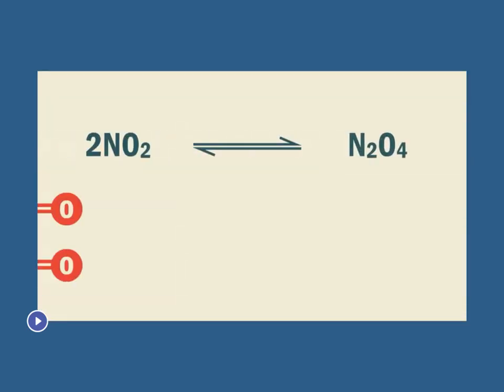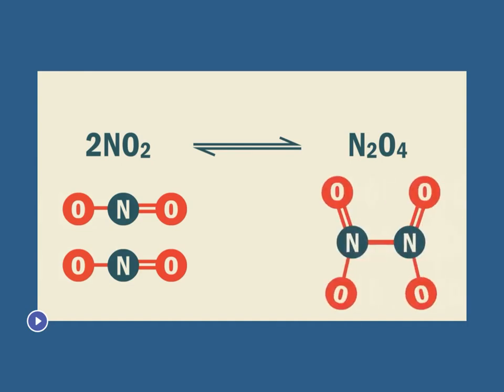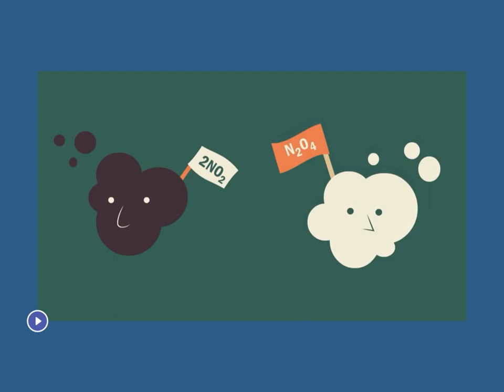The dimerization of nitrogen dioxide to dinitrogen tetroxide is an exothermic reaction. Nitrogen dioxide is a brown gas, whereas dinitrogen tetroxide is colorless. What observations do you think can be made when the temperature is decreased? How about when the temperature is increased? Please pause the lesson to think about this and resume once you are done.